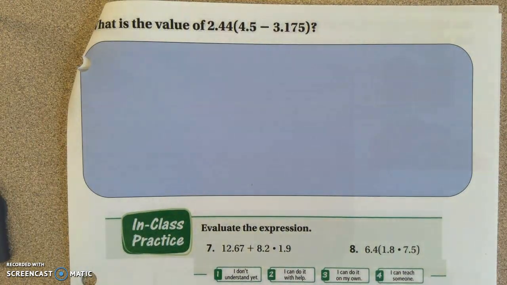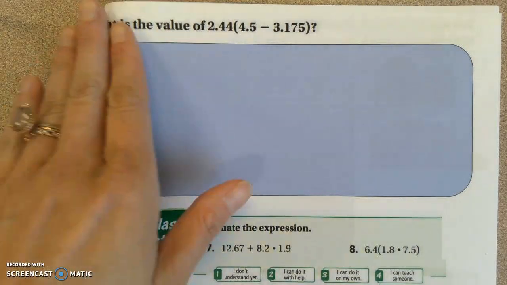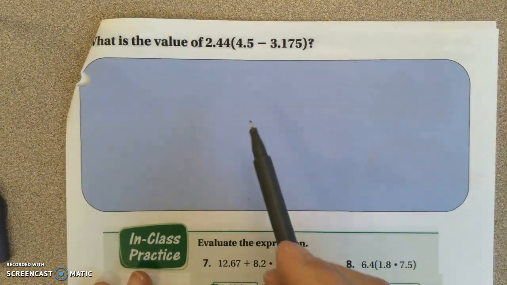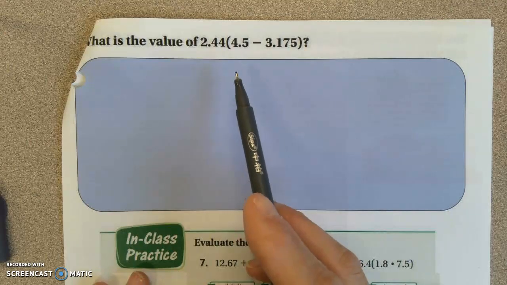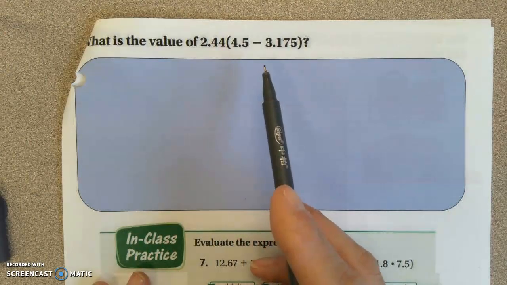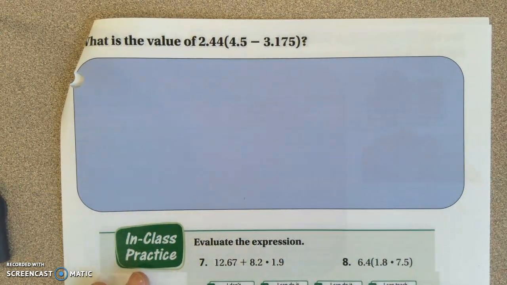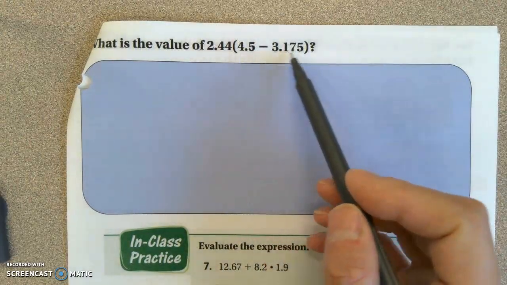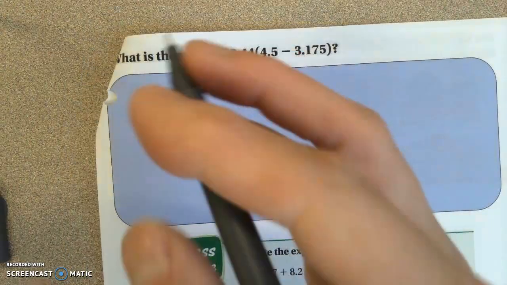Today we're going to continue with multiplying decimals, but we are going to apply multiple operations. So in this example, we have 2 and 44 hundredths times the quantity 4 and 5 tenths minus 3 and 175 thousandths. Since we're following PEMDAS or order of operations, we do need to complete what's in parentheses first. So I'm going to do my subtraction first.